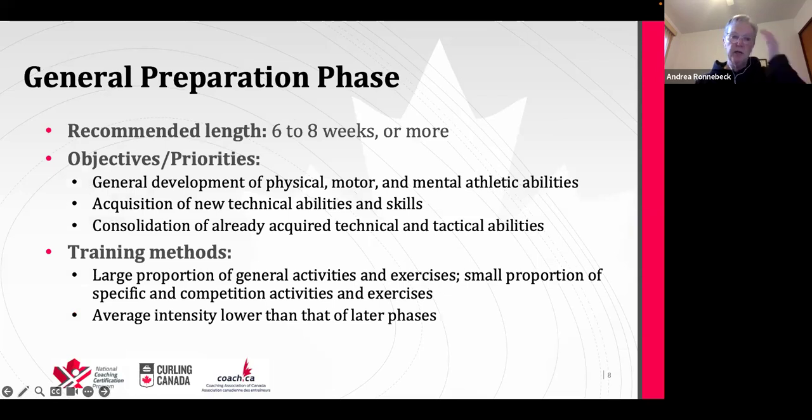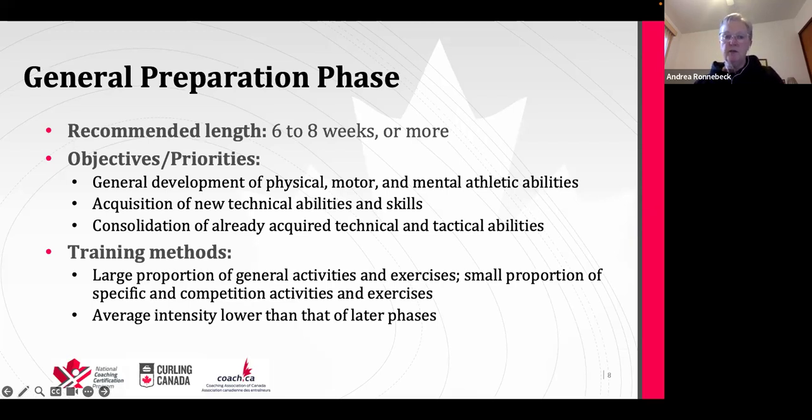So the general preparation phase, the recommended length is 6 to 8 weeks, but it could be more. So if you lose ice at the end of March, you have April, May, maybe into June even to work on. You'd have April for your transition, for example. And then you'd have May and June to work on general preparation, possibly into July.